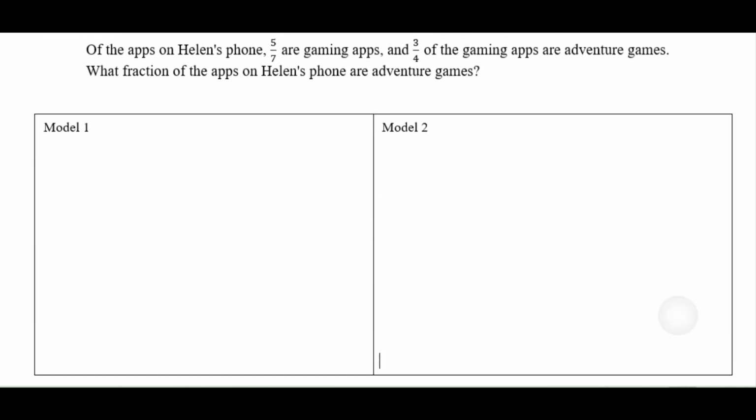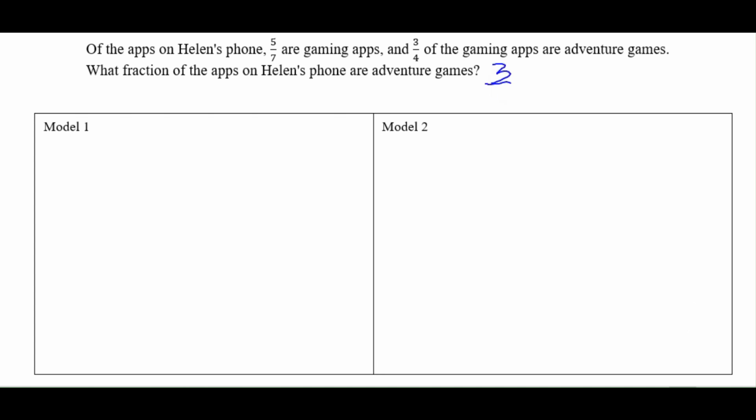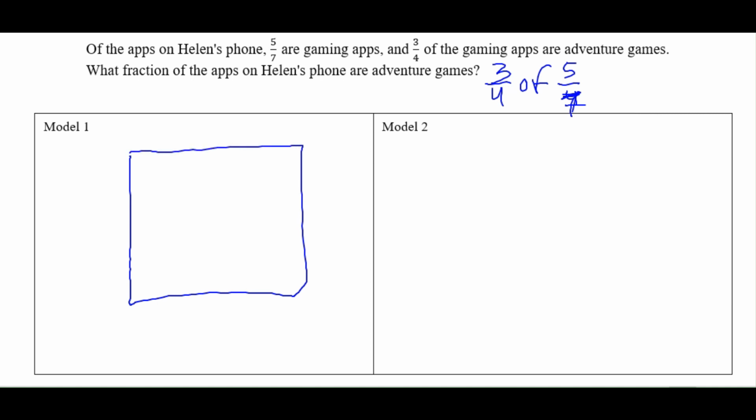So we need to show what is 3/4 of the gaming, which is 5/7. We need to show what is 3/4 of 5/7. So we need to first start off with one rectangle, and we need to show 5/7. It doesn't matter which side. So we need to shade 5 of the 7. But we have to first make 7s. And steps and examples of how to do this are in your notes on pages 7 and 8.